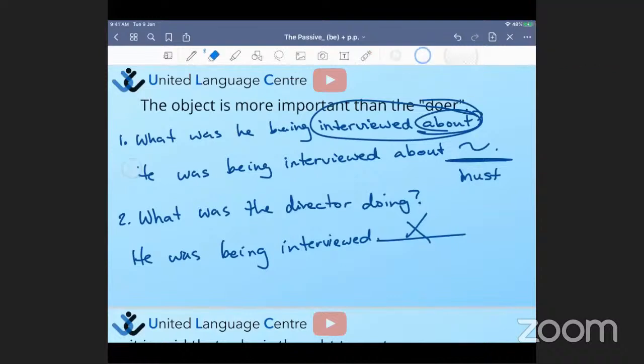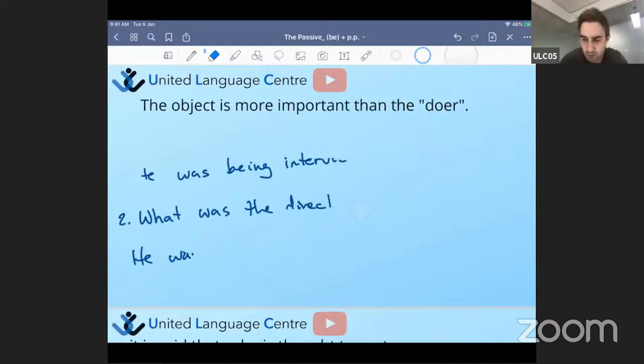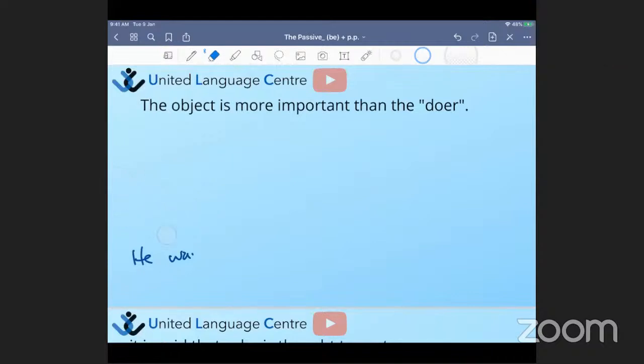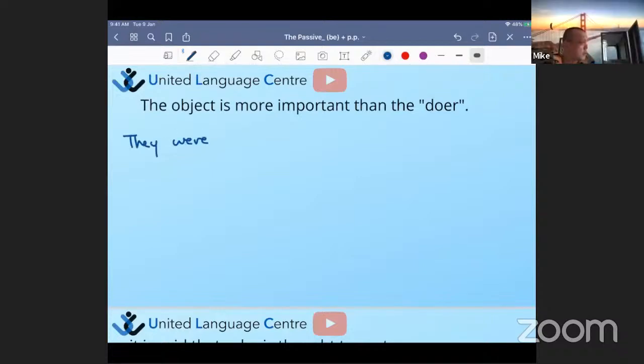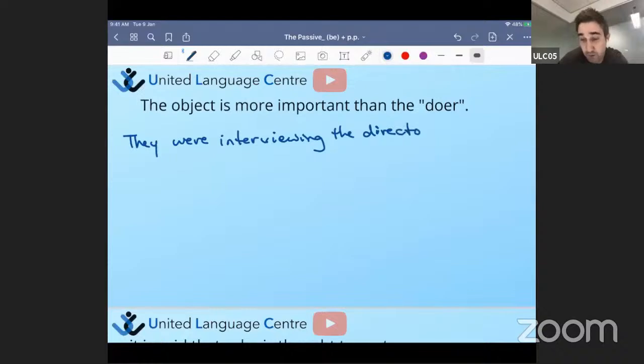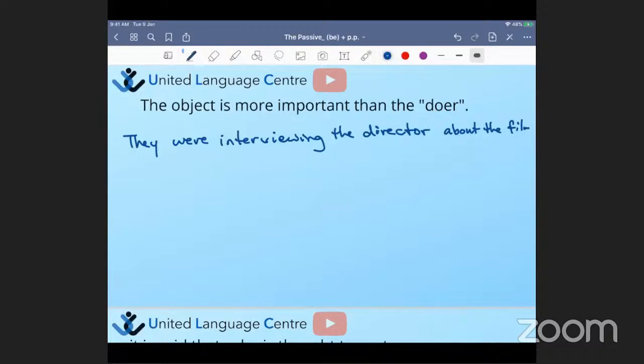Okay, I got it. Yes. So basically, Li Ping, what level are you in? Intermediate. Okay. Oh, I see. You're doing the film unit, Steven Spielberg. Right. So they were interviewing the director about the film.